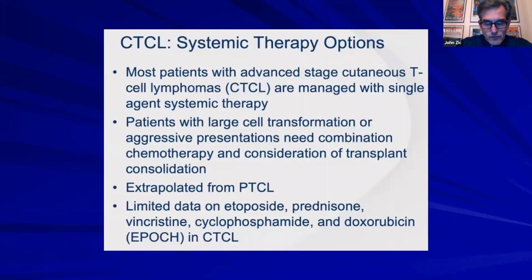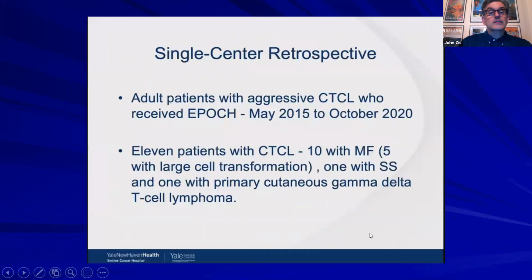And the authors of this particular presentation are saying that perhaps this combination of these chemotherapy drugs down here, etoposide, prednisone, vincristine, cyclophosphamide, and doxorubicin, this may be something to consider. And so they looked at all adult patients that were treated with this chemotherapy from May 2015 to October 2020. There were 11 patients with cutaneous T-cell lymphoma. 10 had mycosis fungoides, 1 with Sézary syndrome, and 1 with something called gamma delta T-cell lymphoma.